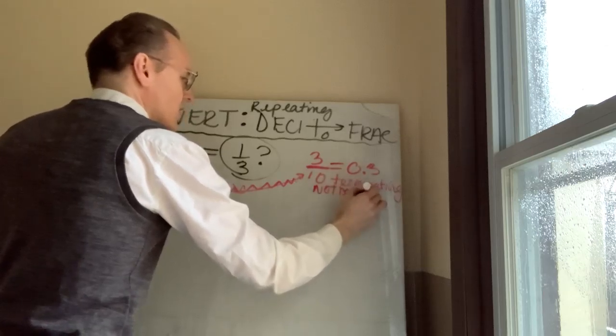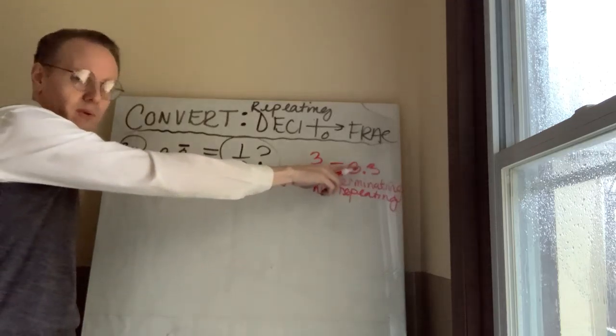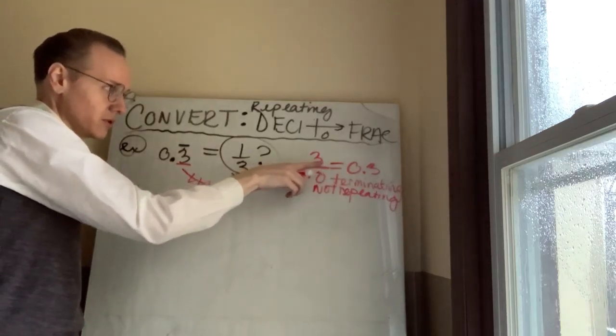Cannot stress this enough. With the bar notation, that is repeating. It is not terminating, which is actually what 3/10, 0.3, is.